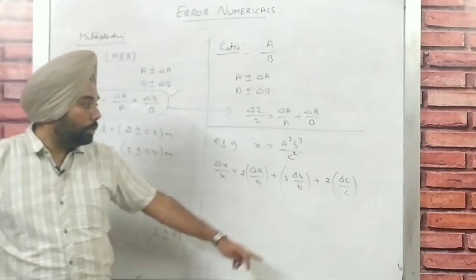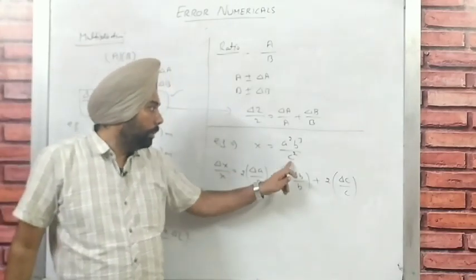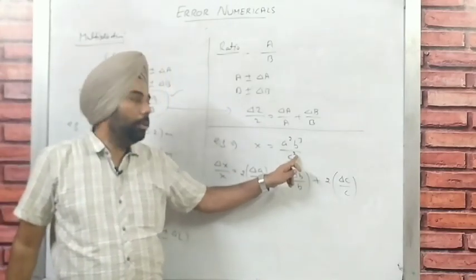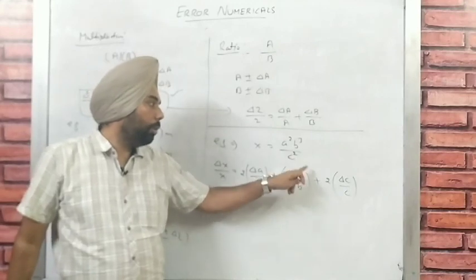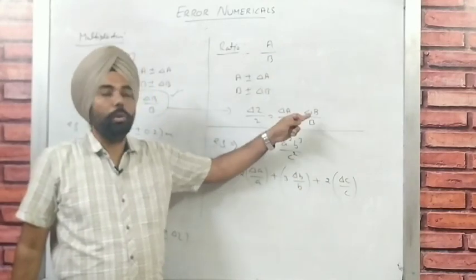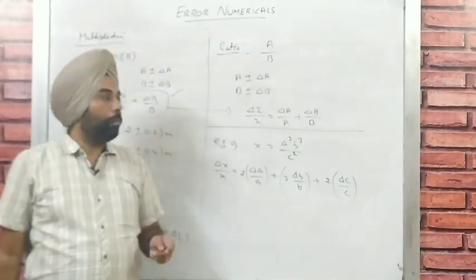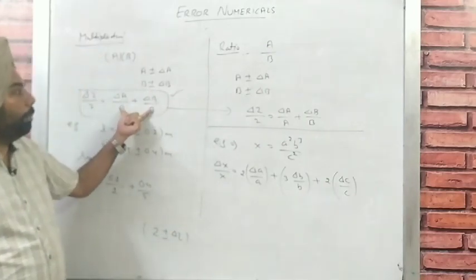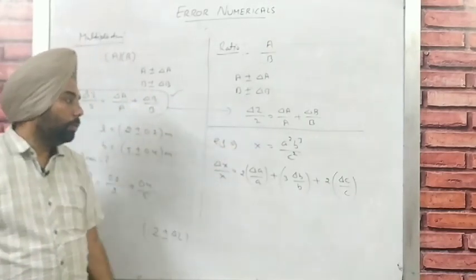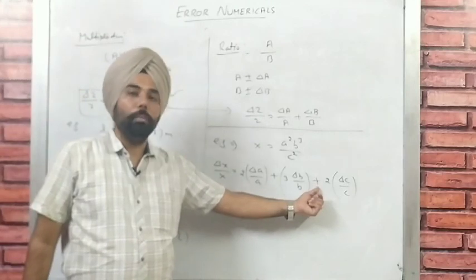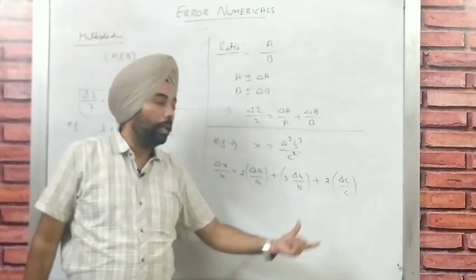Now some students made a mistake here. They are using c square, so they are taking minus 2 because they think that the power is going to be negative. But always remember that the formula for multiply and division is going to be same, so there is always going to be a positive symbol here. So that's how you can solve that.